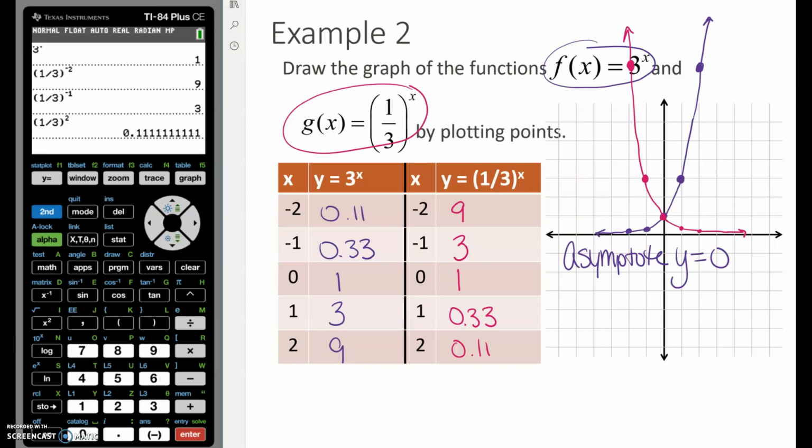So you might want to write under here, this is an example of exponential growth, and this one is an example of exponential decay. And how can you tell? The number being raised to the exponent. If the number being raised to the exponent is bigger than 1, it's growth. If the number being raised to the exponent is a fraction or a decimal between 0 and 1, it is exponential decay.